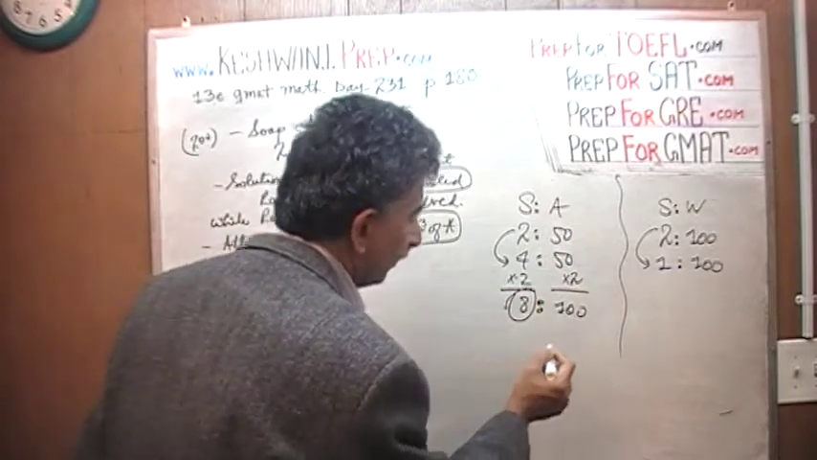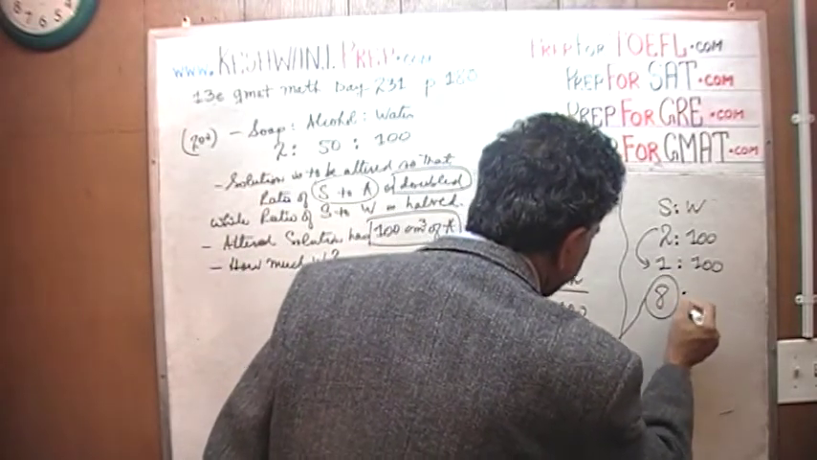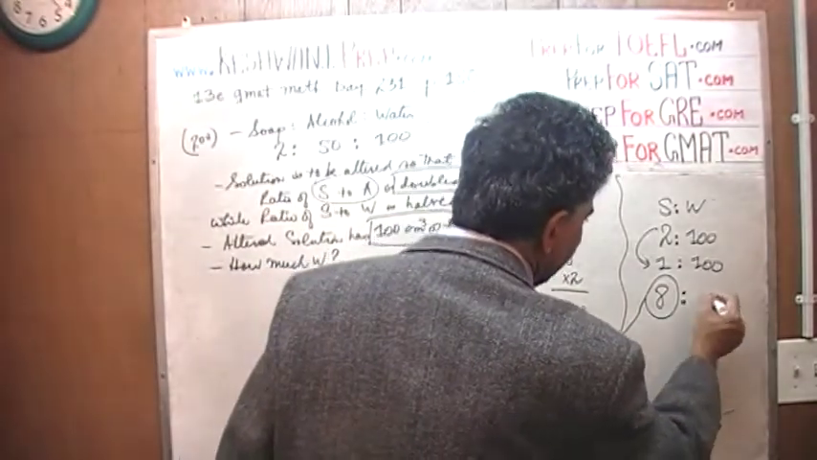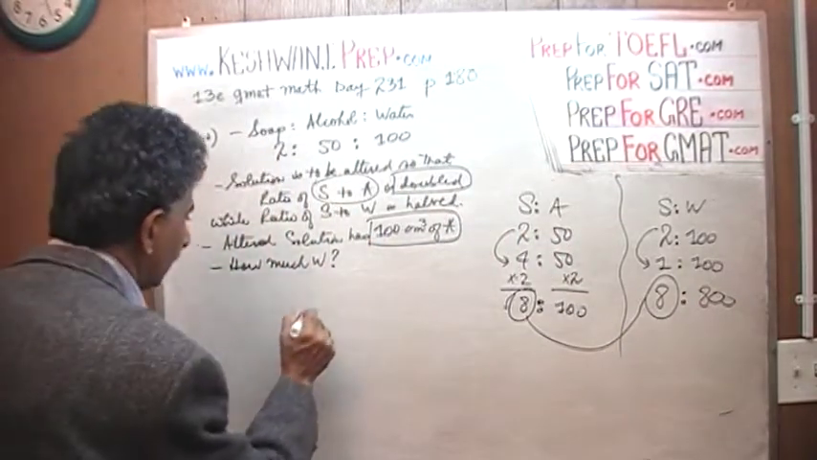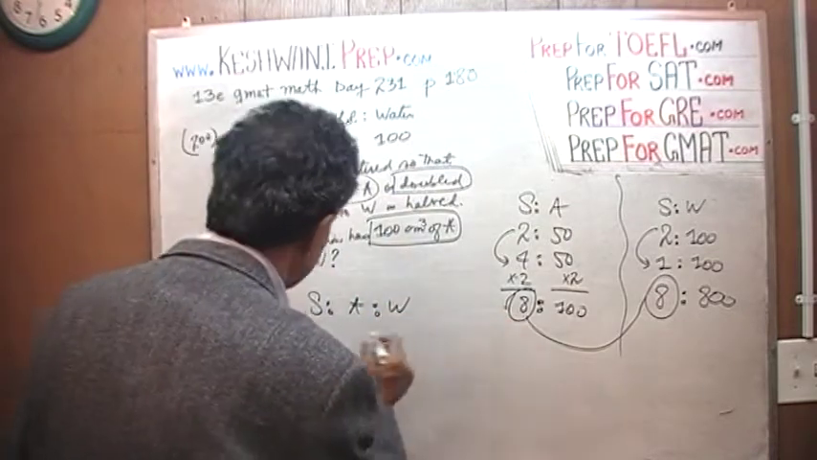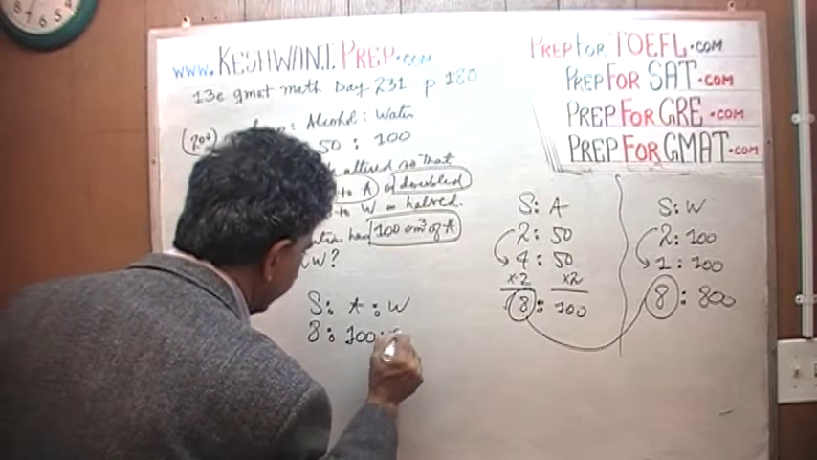Now we have 8 parts soap. If we have 8 parts soap, that's what we must have here also. But if we have 8 parts soap, and we want the ratio of 1 to 100, it should be 8 to 800. Voila. That's our final solution. Soap to alcohol to water, we have 8 to 100 to 800.